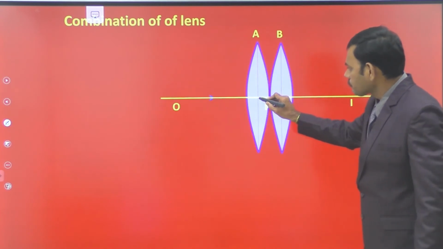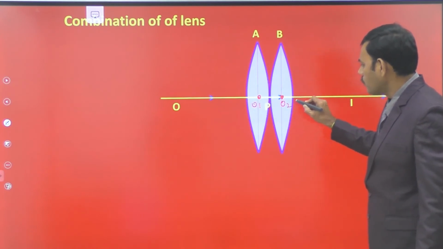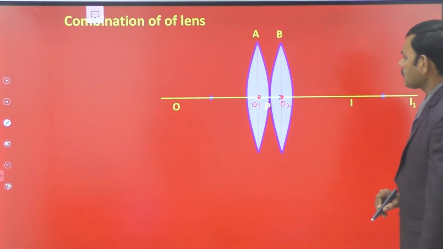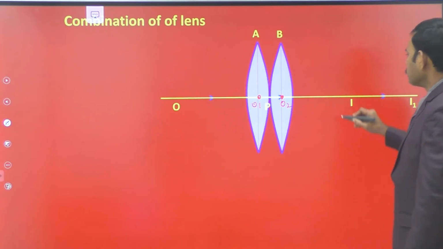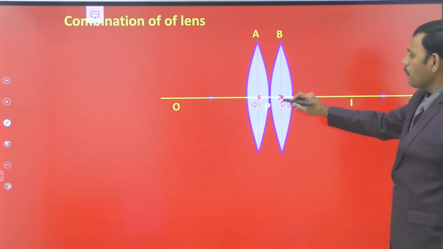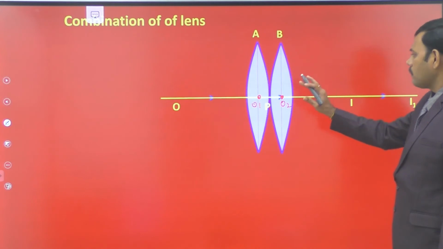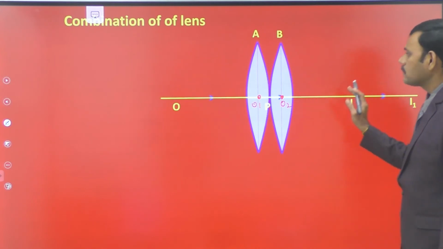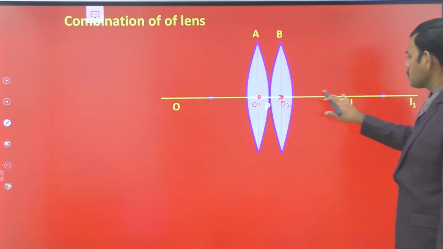This is the optic center of the first lens, O1, and this is the optic center of the second lens, O2. O1, O2 are the optic centers of the two lenses respectively, and any line that passes through these two optic centers and the centers of curvature of the lenses is the principal axis. A and B are the two lenses and the axis is the principal axis.